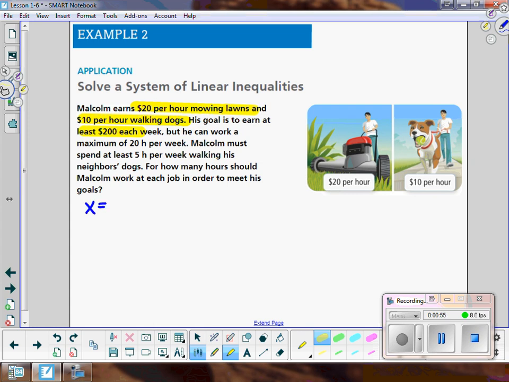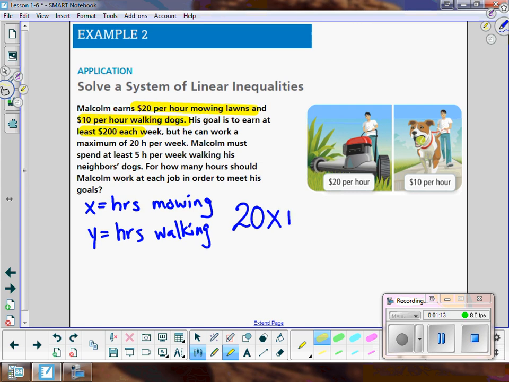So if we let X be the hours that he spends mowing and Y to be the hours that he spends walking the dogs, then the 20 that he gets per hour of mowing plus the 10 that he gets for walking the dogs, 10 times Y, needs to be at least, which is greater than or equal to $200. That's his goal.